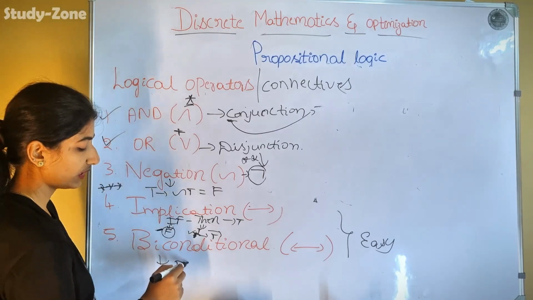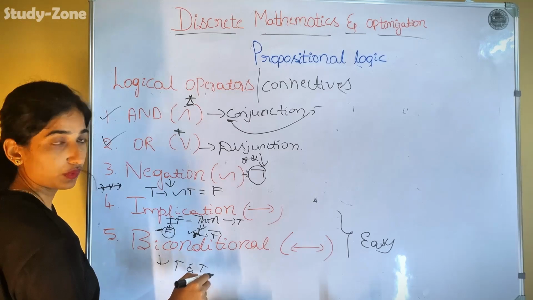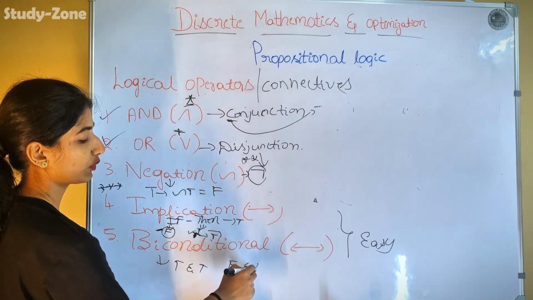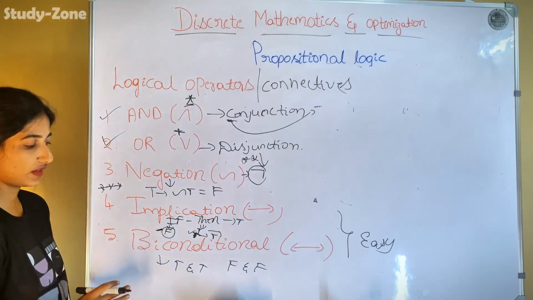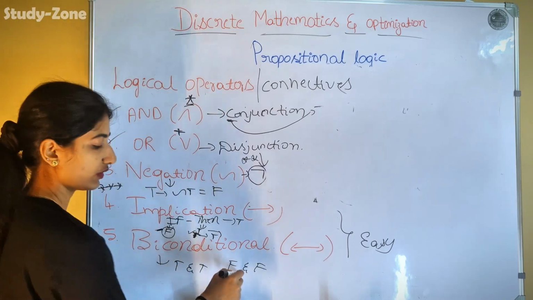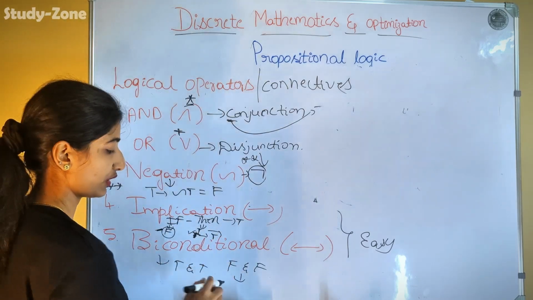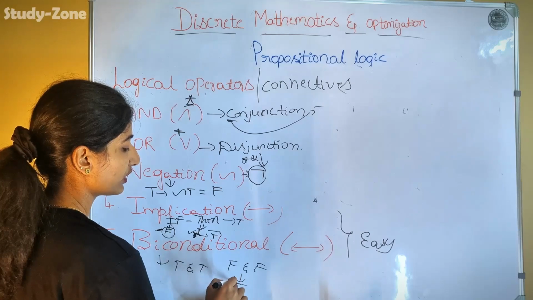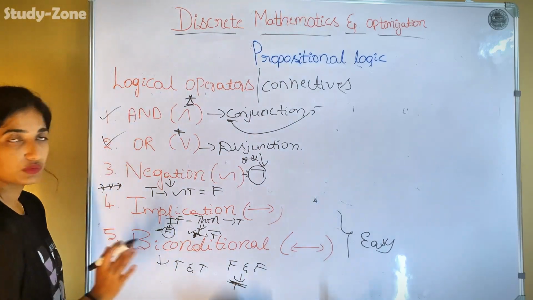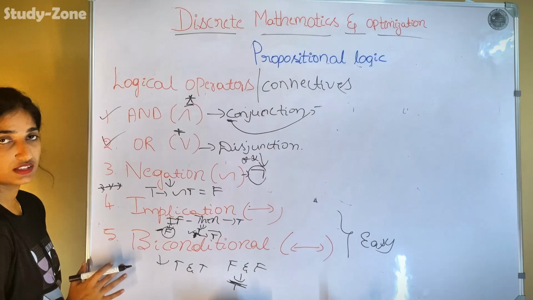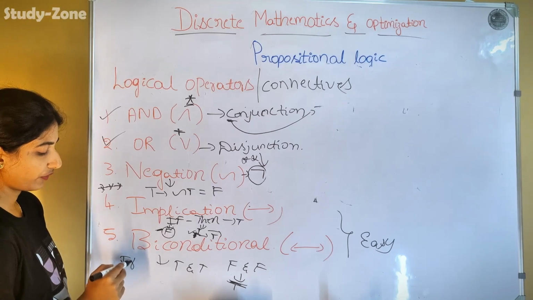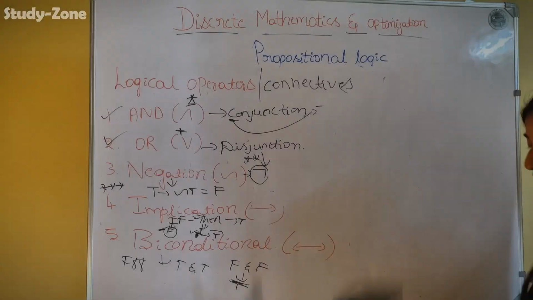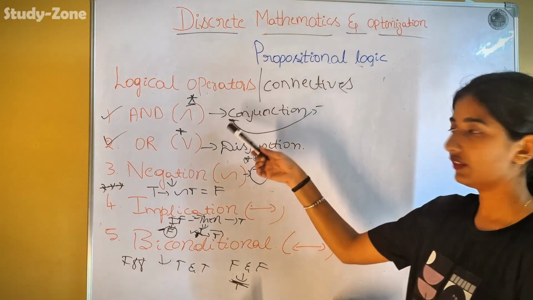In biconditional, this one is easy. Here both the statements should be true, or both the statements should be false, for the whole sentence to become true. So here false and false, which we would normally write as false, will become true in biconditional. It is also called "if and only if". So let us write the truth table one by one.